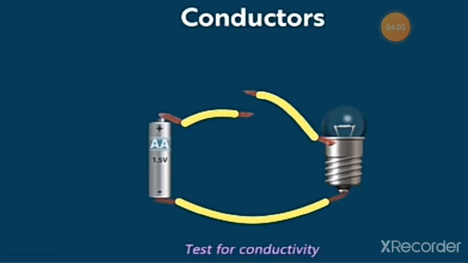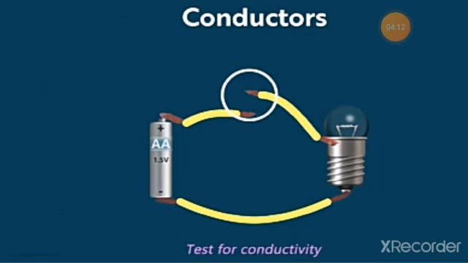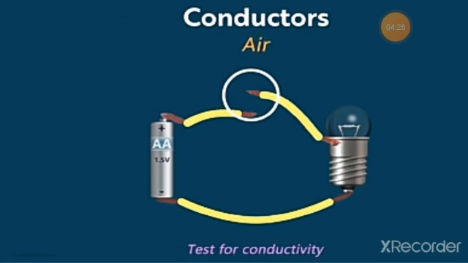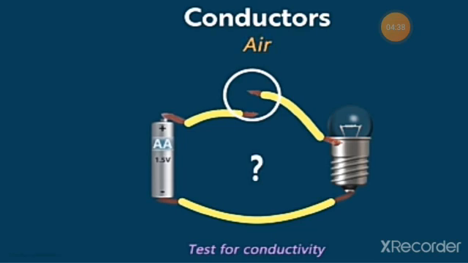Now at this point, I want you to notice one thing. Look at this circled region on the screen. There is nothing present in this region that can transfer electrical energy from one side to the other. But there is air in this region. So, what can we infer from this? This tells us that air is an insulator. It does not conduct electricity.